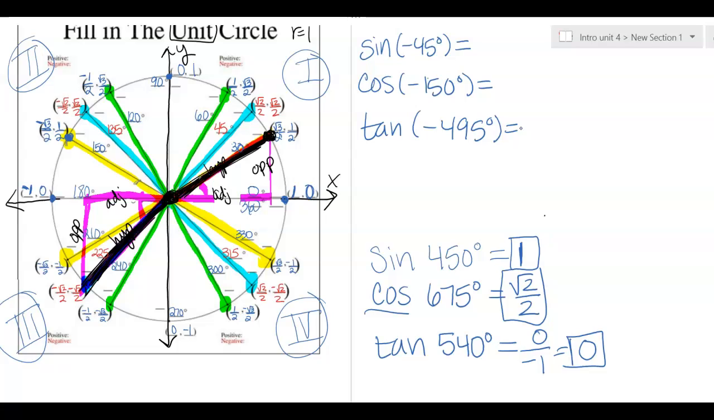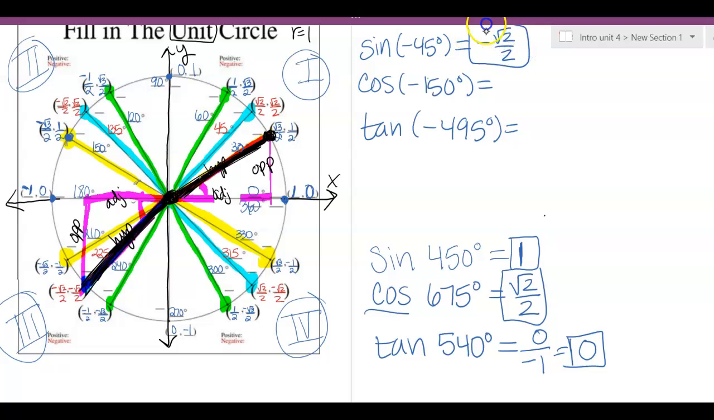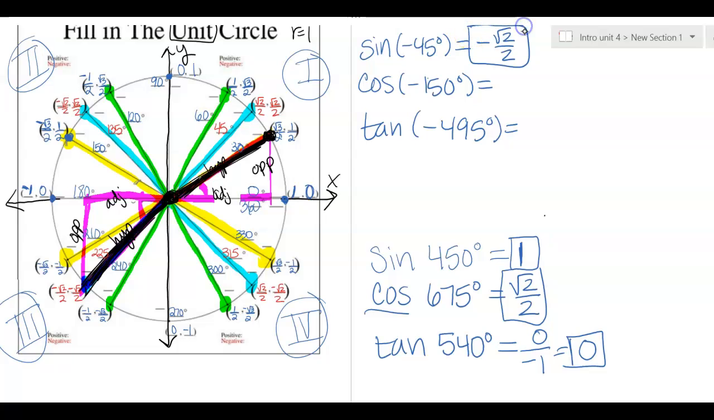Okay. So sine is the y coordinate at this position. The y coordinate is -rad 2 over 2. So the sine of -45 degrees is -rad 2 over 2. Does everybody understand that the negative in my answer right here that I just put has nothing to do with the fact that the angle was negative? Okay? The negative is in my answer because the place I landed at had a negative y coordinate, not because the angle was negative. Okay?